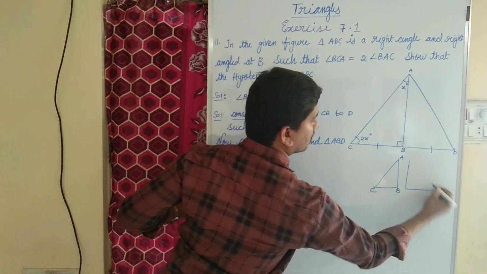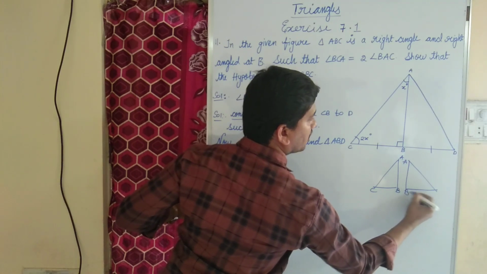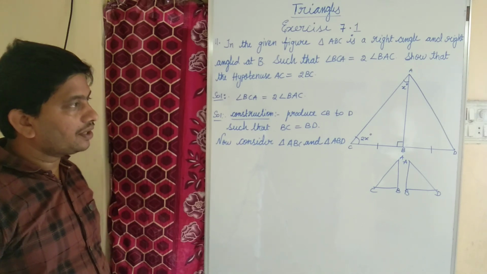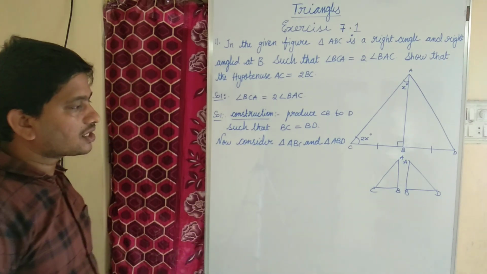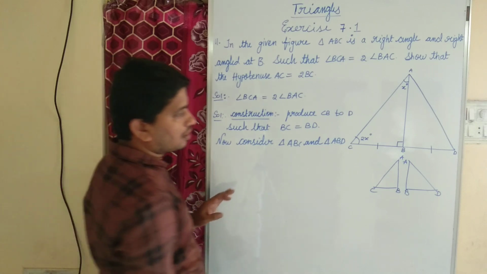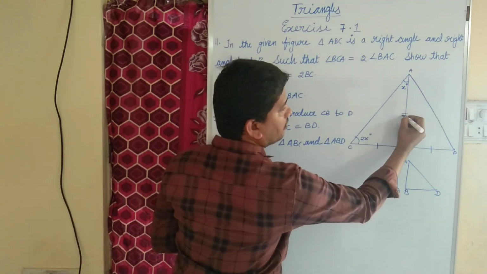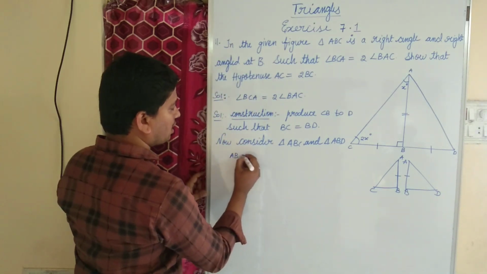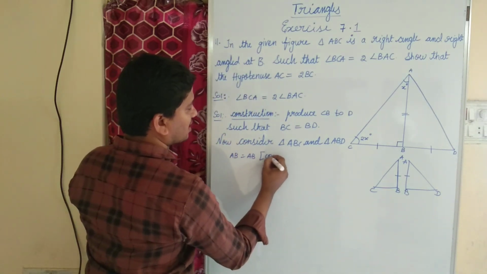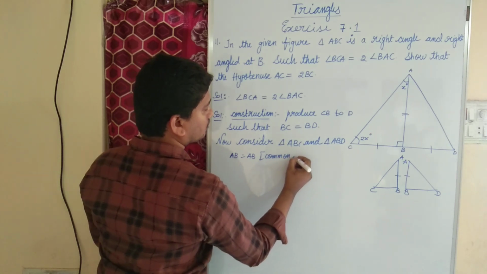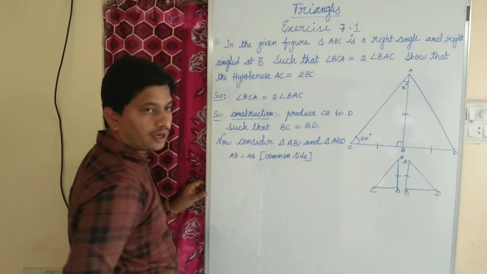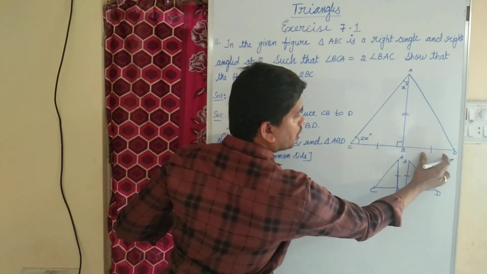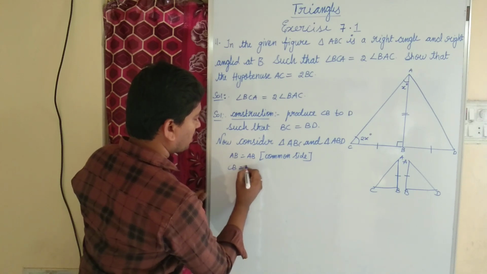Consider two triangles ABC and ABD. Let us prove that these two triangles are congruent. First one is AB equal to AB, that is common side. And by construction we produced CB to D such that CB equal to BD.